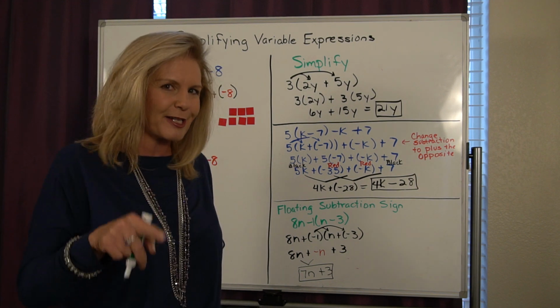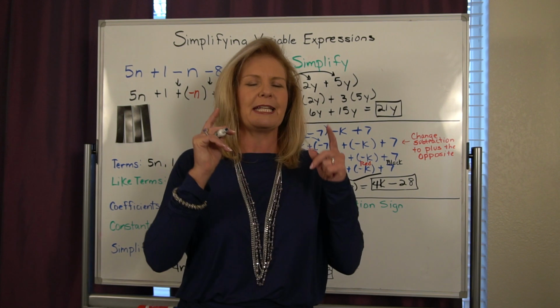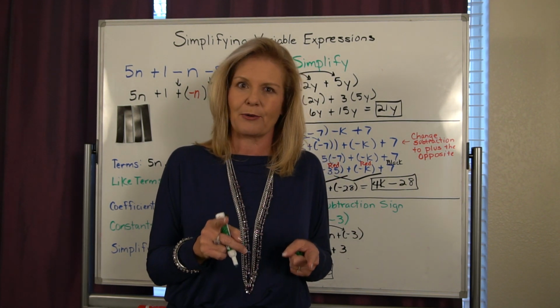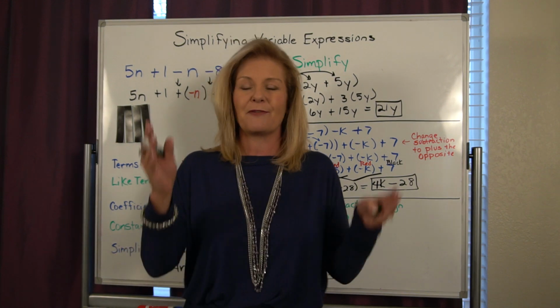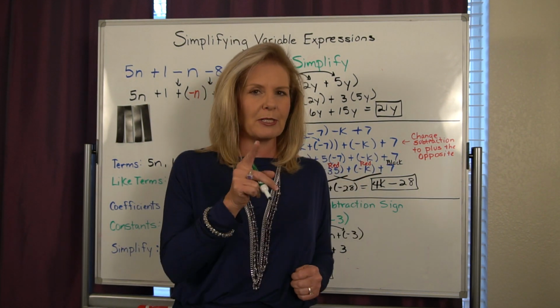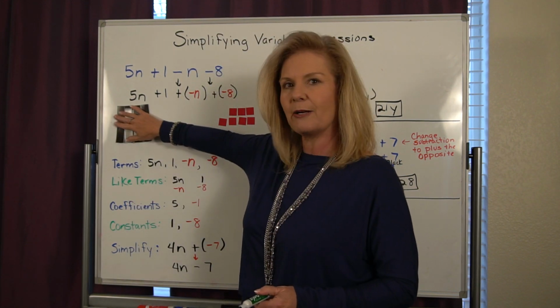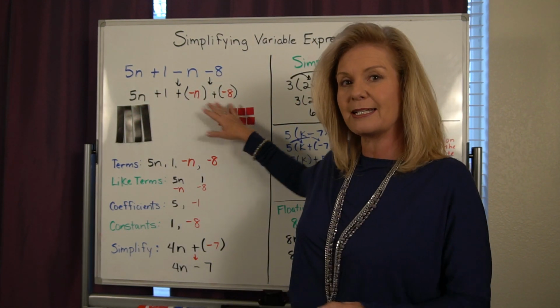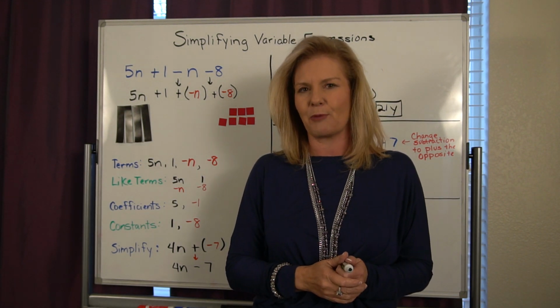So our expressions are getting more complicated. We're building on what we've learned in the past. You need to look for that distributive property. You need to change your subtraction to plus the opposite. But if you work piece by piece and only pull together those things that truly look alike, variables with variables, constants with constants, you never pull those together, then that's simplifying your expressions.